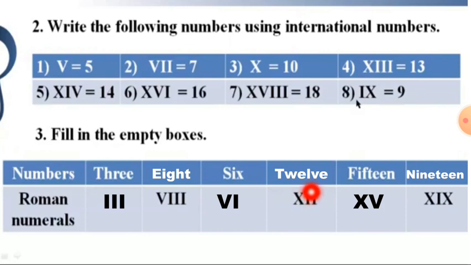Then next column, already the Roman numeral is written. We have to write the number. So which Roman numeral is written? XII. So the value of XII is 12. Second column, number is written 15. We have to write in Roman numerals. So how we will write the Roman numerals? XV. Then next column, Roman numeral is already written. We have to write the numbers. So XIX, the value will be 19. This is the way you have to draw the table and fill in the blanks.